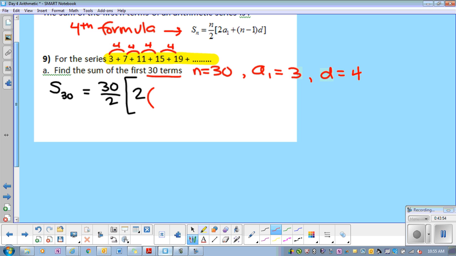So 2 times a sub 1, which is 3, plus n minus 1, n is 30, so 30 minus the 1. And then you close up the front. Hold on, but you have to multiply that by what? 4, and then you close up the back.